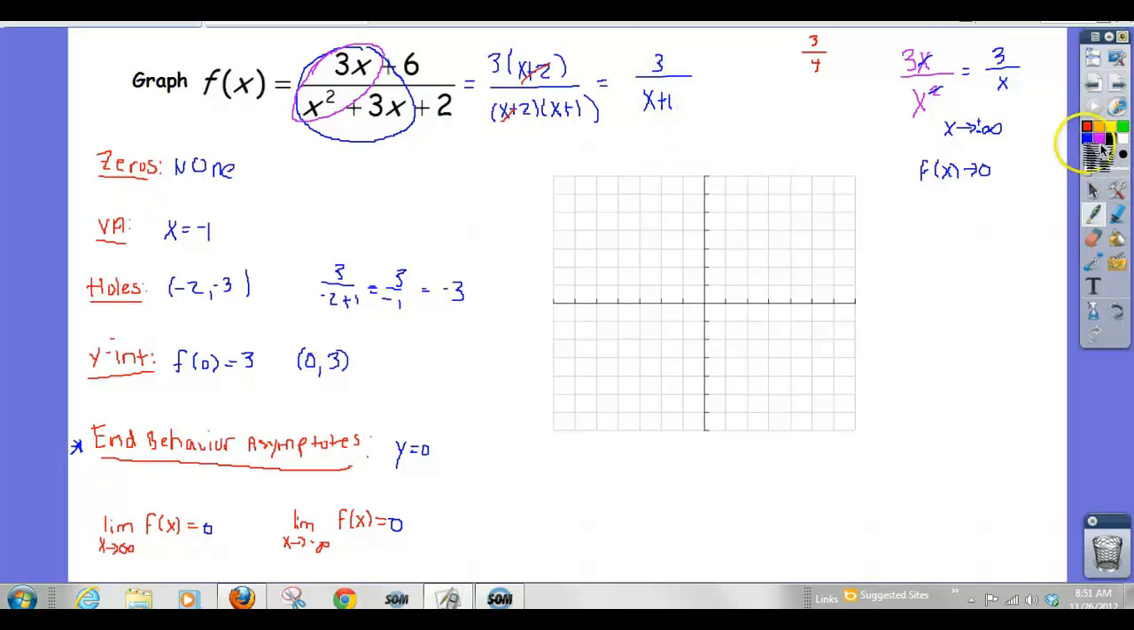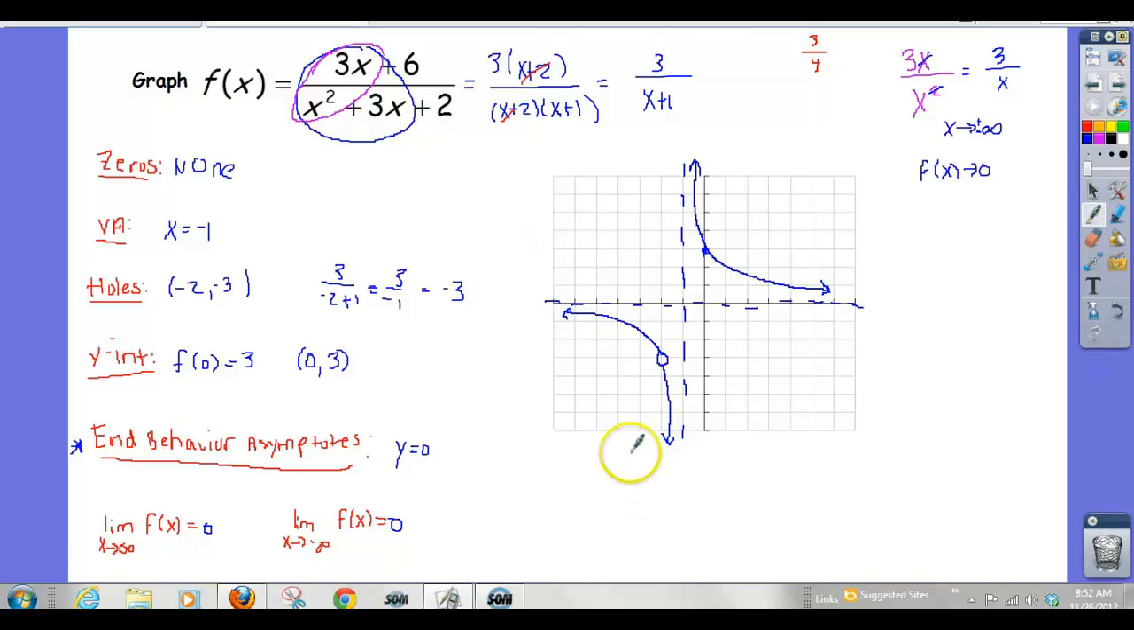But we do need to finish graphing it. So I don't have any zeros. I get a vertical asymptote at x equals -1. At (-2, -3), I have a hole. (0, 3) is my y-intercept. And the end behavior asymptote is y equals 0, so we can dash it in, or you can just remember. And now the idea is the function needs to go through that point and approach 0 as x goes to infinity. And it needs to go in the hole and out the other side.